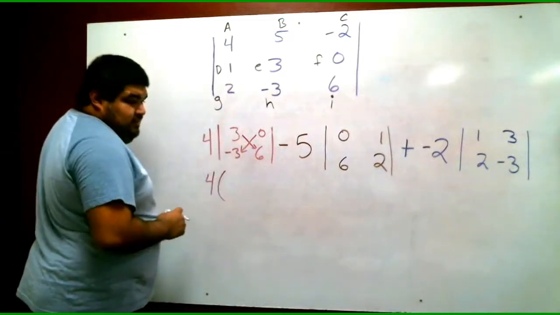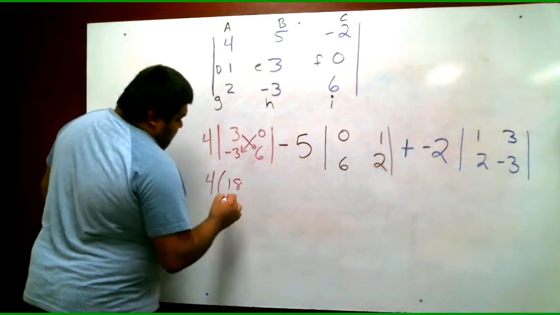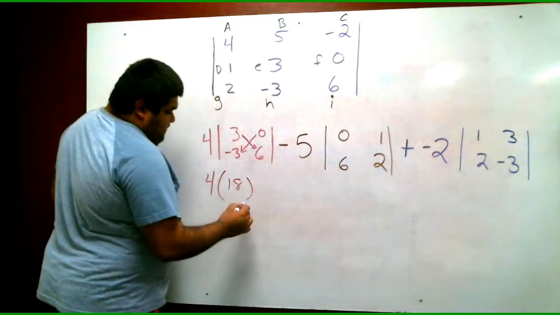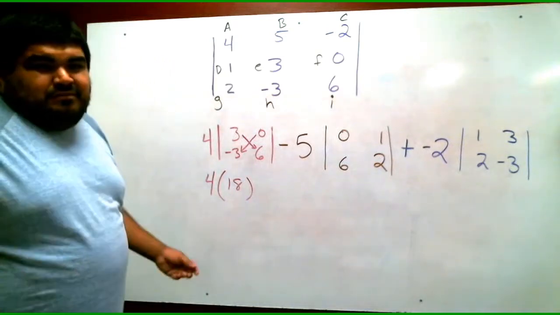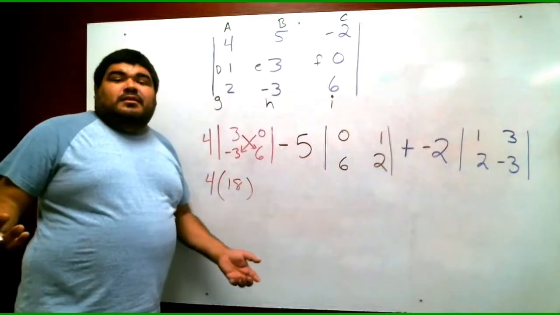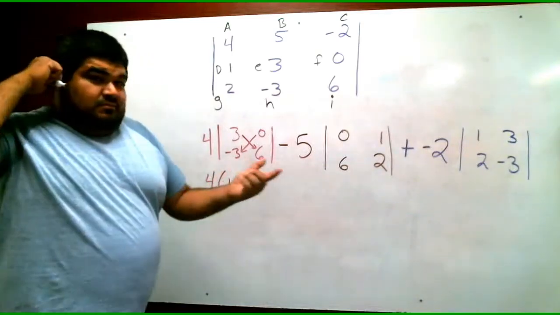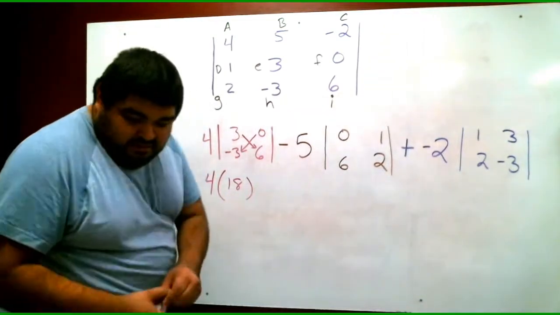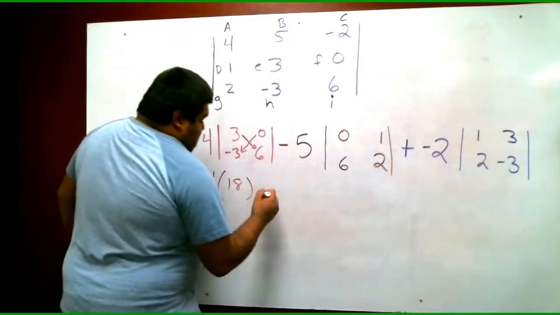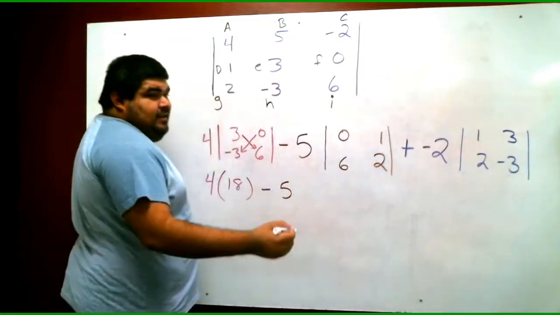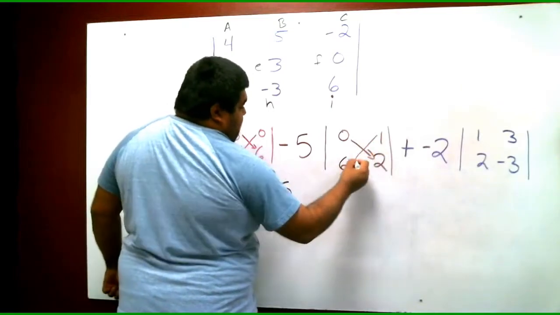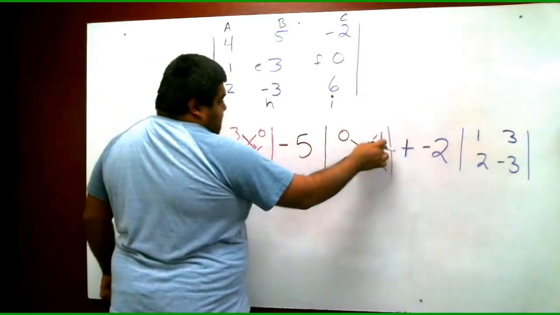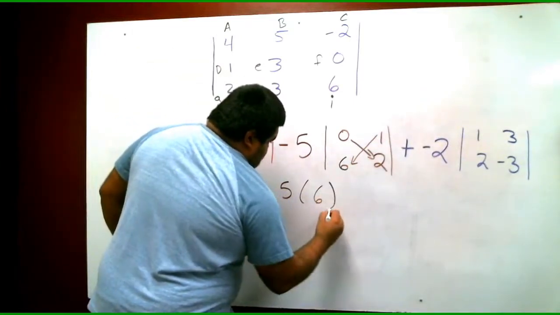3 times 6, 18. -3 times 0 is 0, right? So do we really need that 0 in there? Nothing changes, because it'll be 18 plus 0 or minus 0, which is nothing. Next, we have negative, so let's use the other marker. -5. Again, we're going to multiply diagonally. Do we really need 0 times 2, which is 0, right? We really don't need it. 6 times 1 is 6.